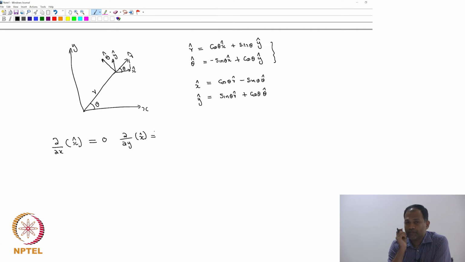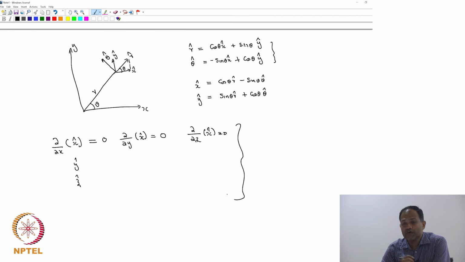If I am moving in y direction, does anything happen to my unit vector x cap? No. Del by del z of x cap, again 0, and so is true whether I use y cap or z cap. In other words, none of the unit vectors have gradients. Whatever differentials I am going to take, it is all going to be 0. That is not true in any of the curvilinear coordinate systems.